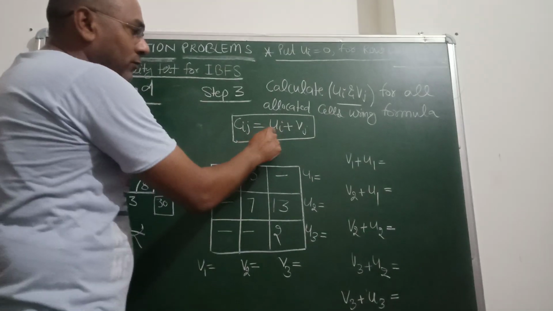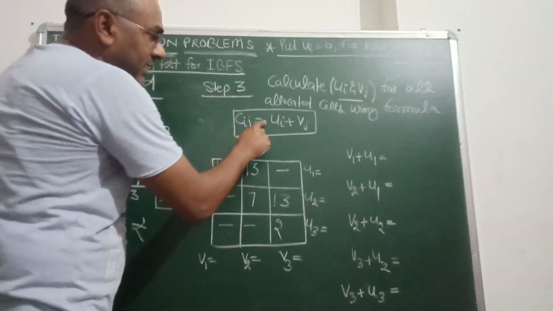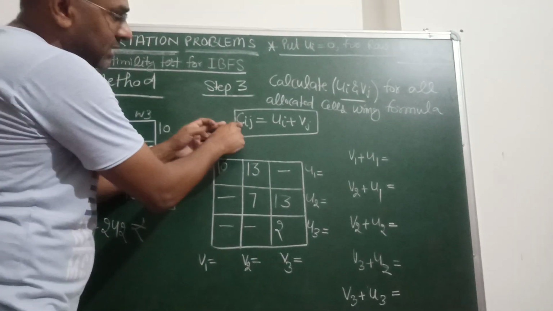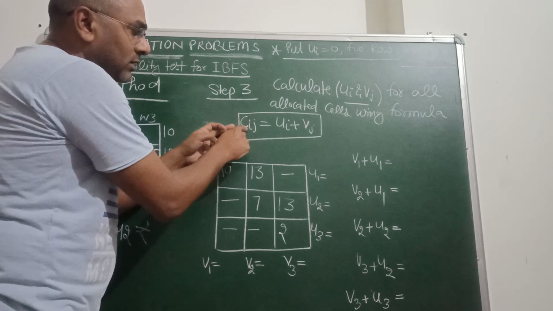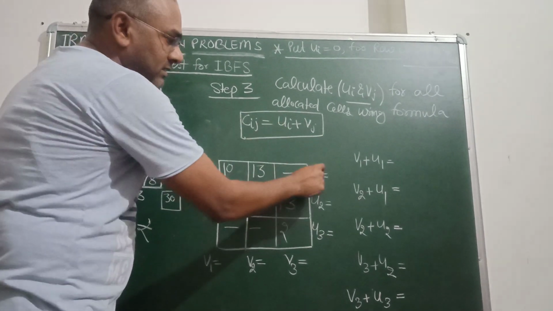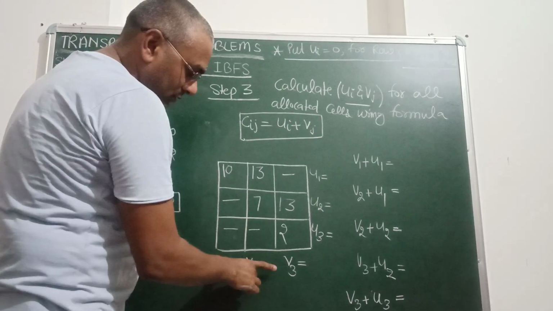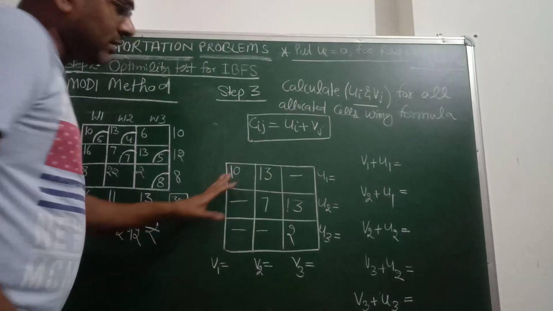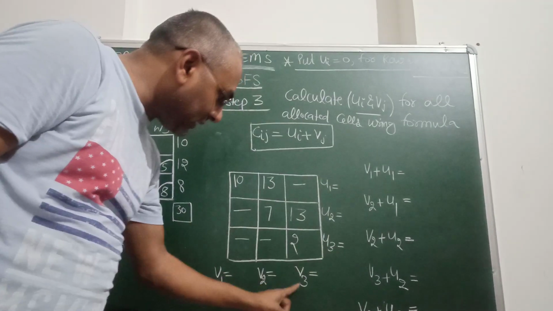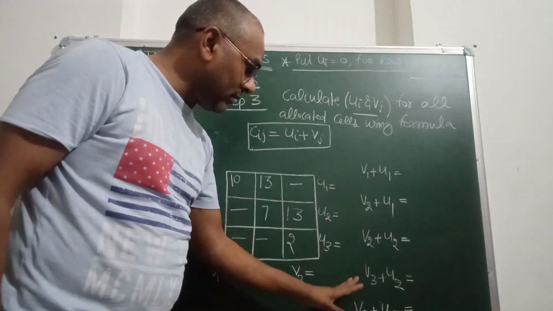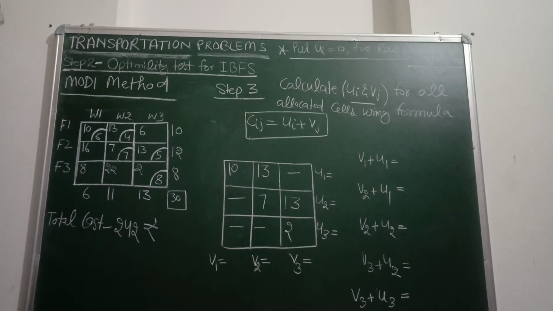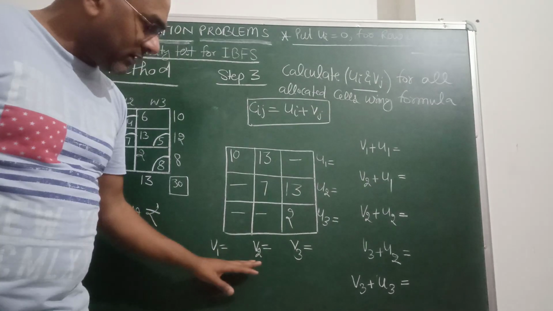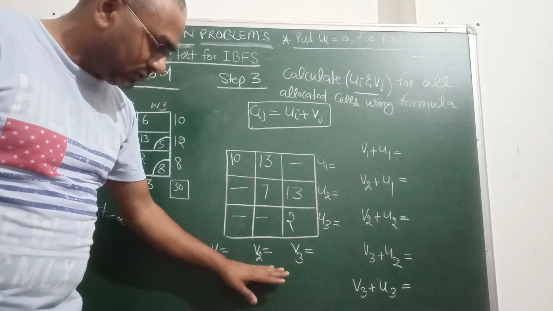Now the formula for finding Ui and Vj is Cij is equal to Ui plus Vj. What is Cij? Cij, as you know, is the unit transportation cost from one factory to the warehouse. Ui is the value for the row and Vj is the value for the column. Now the condition is that you have 6 unknowns, but you will have only 5 equations. So how can you solve that? The main issue is that we don't know the exact value of any of them from the given values.